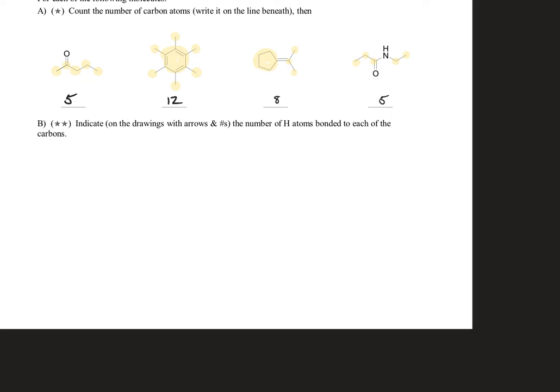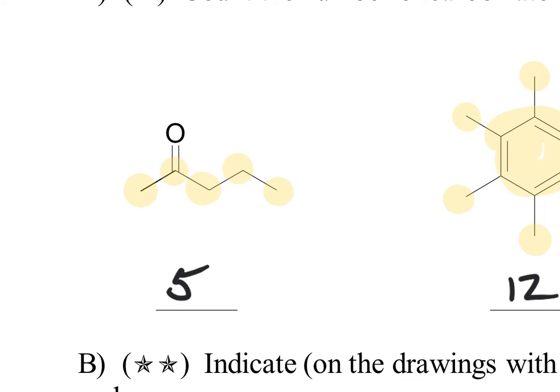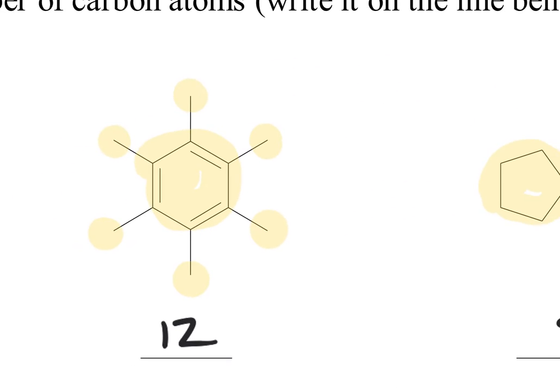B, indicate on the drawings with arrows and hashtags and numbers the number of hydrogen atoms bonded to each of the carbons. Well, the terminal ones will be 3 because the next carbon has a double bonded oxygen to it, so it's not going to have any. And then these are 2 and 3. This carbon needs to have 2 more bonds. It has 2 shown, so those 2 will be to hydrogen.